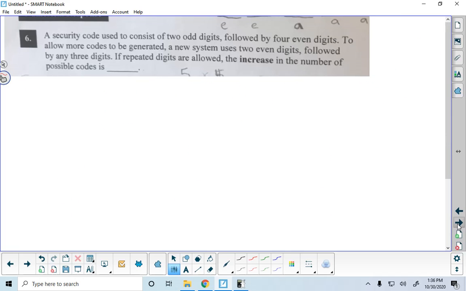The next question, numerical response 6, gives a security code that you're told consists of 2 odd digits followed by 4 even digits. So I'm going to make a list here of even digits and odd digits. Even digits are 0, 2, 4, 6, and 8. Odd are 1, 3, 5, 7, and 9.